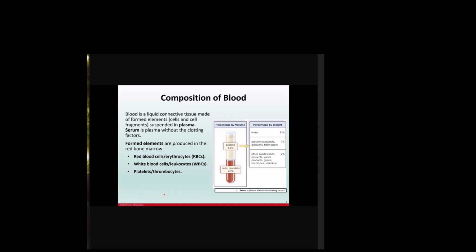This is better. So water makes up about 91% of the plasma, and then dissolved proteins like albumins, globulins, and fibrinogen, which we'll mention, make up about 7%, and then all the other ions, gases, waste products, vitamins, and all of the dissolved stuff inside makes up about 2%.